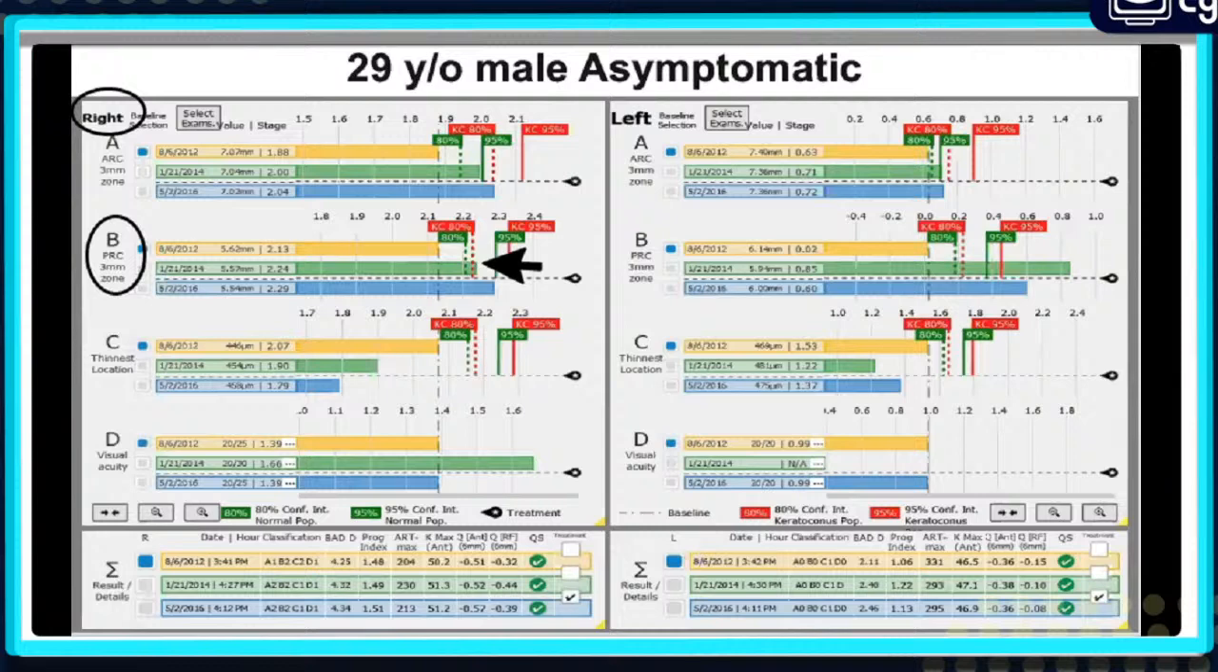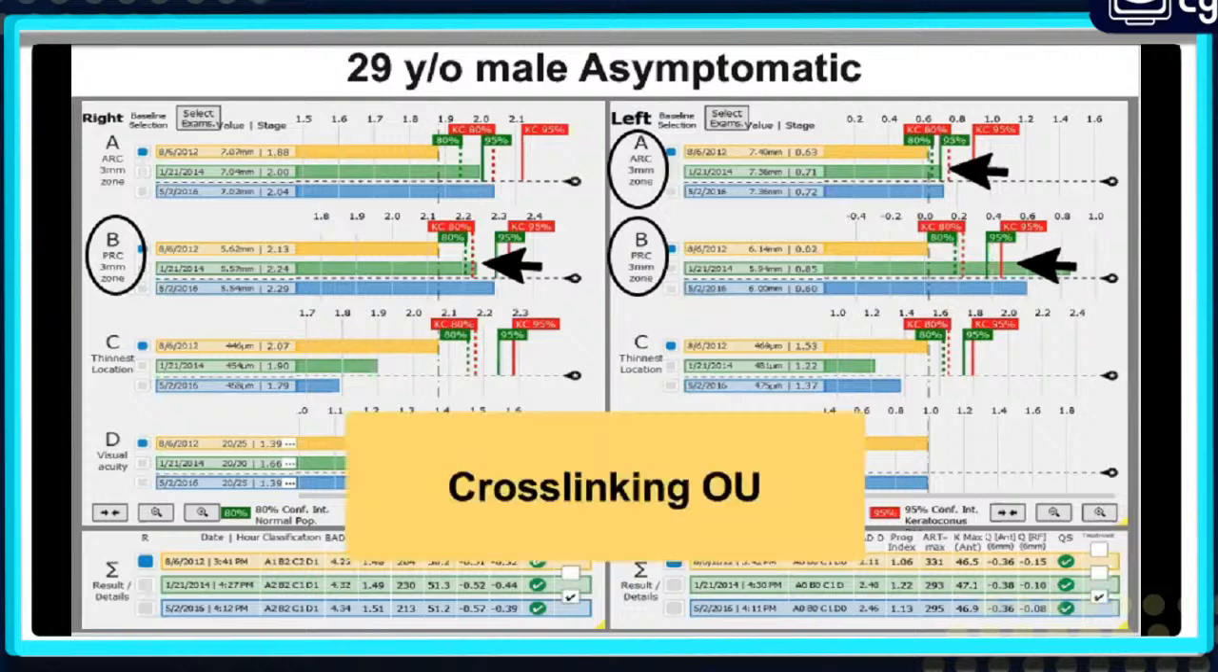For the right eye as well, we also saw a similar progression on the posterior surface, as you see here, hitting the 80% confidence interval for the keratoconic population. So to summarize, progression was seen on the anterior surface of the left eye and the posterior surface of both eyes. Since there was significant progression, cross-linking was done bilaterally.